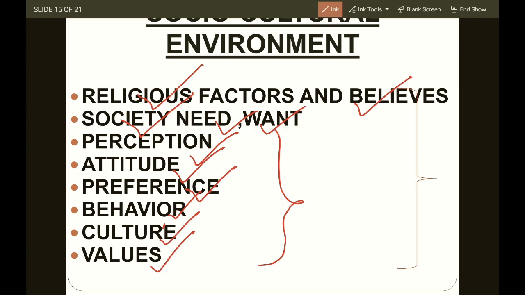See, KFC or McD came to India with a beef burger, which was totally rejected by the people of India. Why? Because of the religious factor. Indian people don't eat beef. They are against cow eating, cow killing. Their religious factor is there.